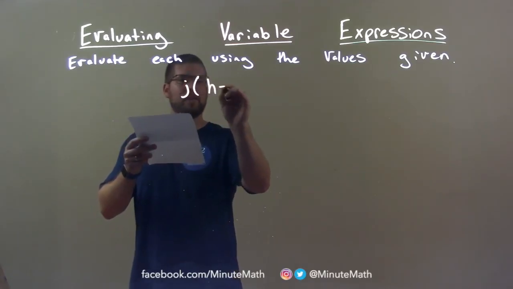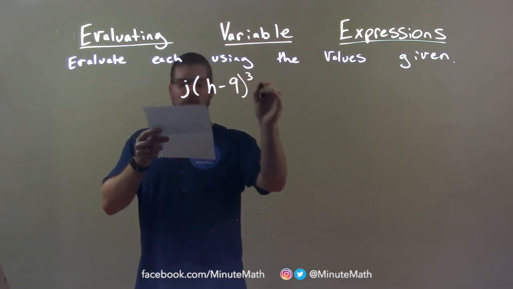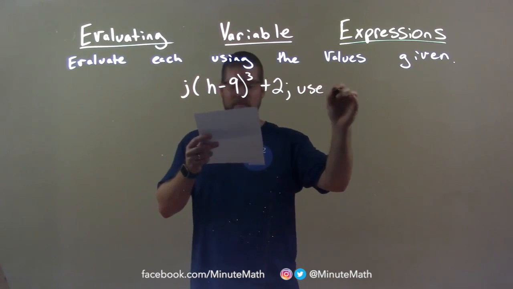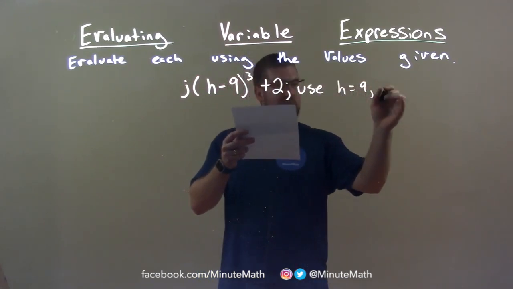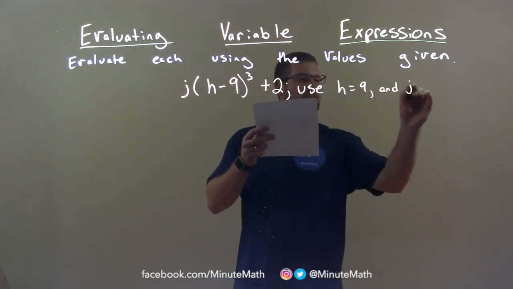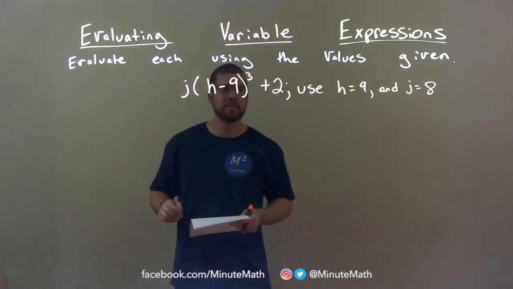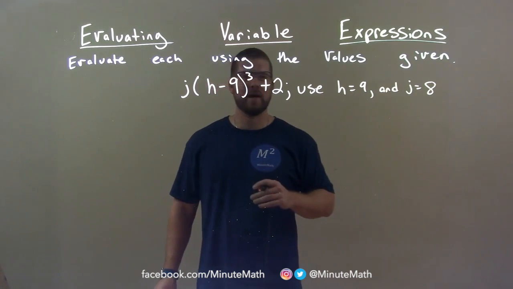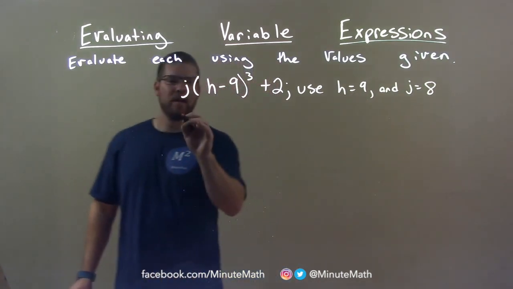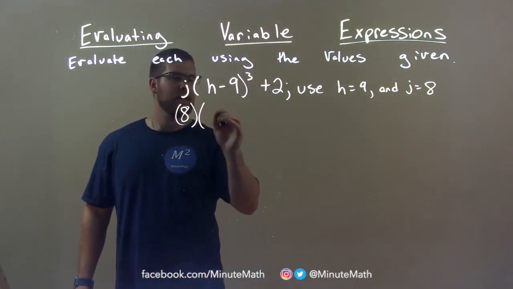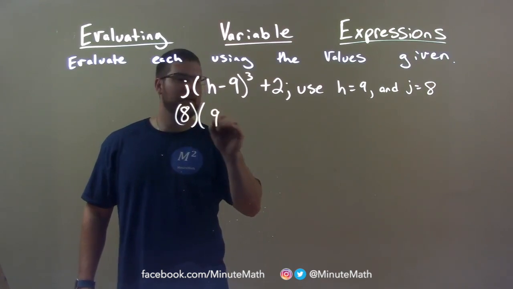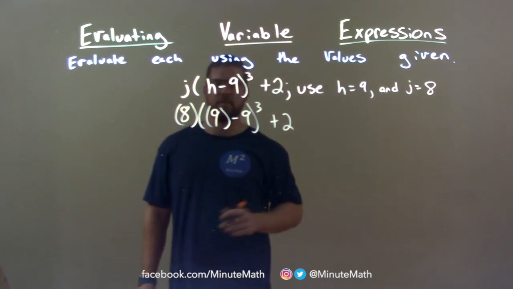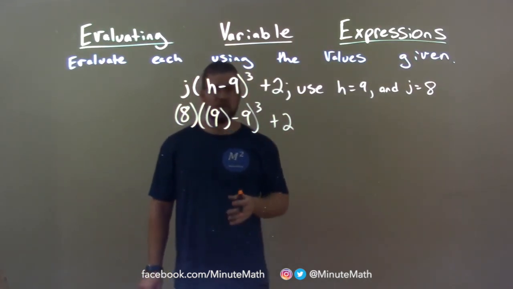J times h minus 9 to the third plus 2. And we got to use h to be 9, and get this, j to be 8. All right? First step, substitute our variables for their corresponding numbers. J is 8 right here, and h is 9. And bring down the plus 2. All right. Now we just simplify.